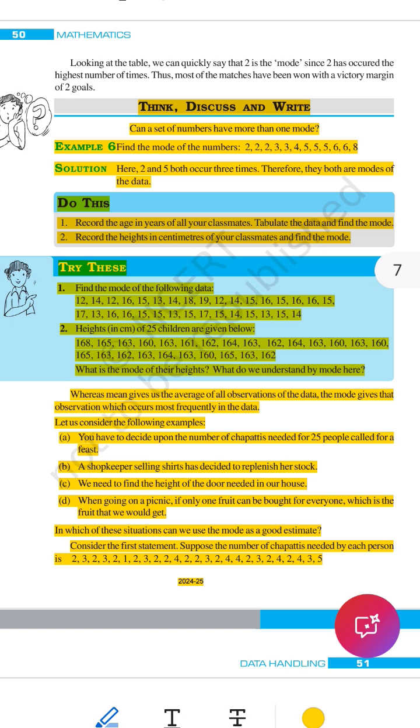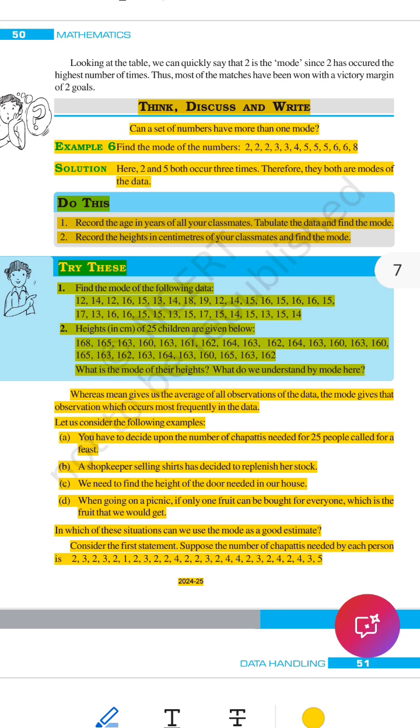Can there be more than one mode? Yes. If one number appears most, it's unimodal, one mode. If two numbers both appear most, it's bimodal, two modes. If three or more numbers appear most, it's multimodal, many modes. Example: numbers 2, 2, 2, 3, 3, 4, 5, 5, 5, 6, 6, 8. 2 and 5 both appear 3 times, the most. So the modes are 2 and 5. This data is bimodal.